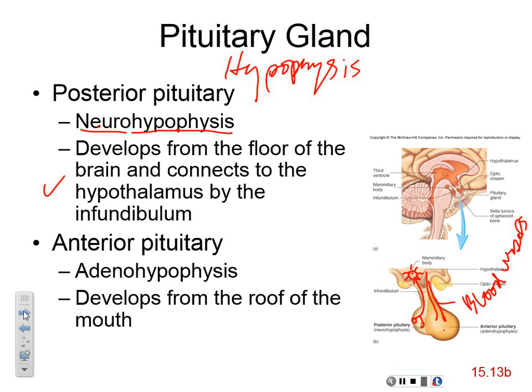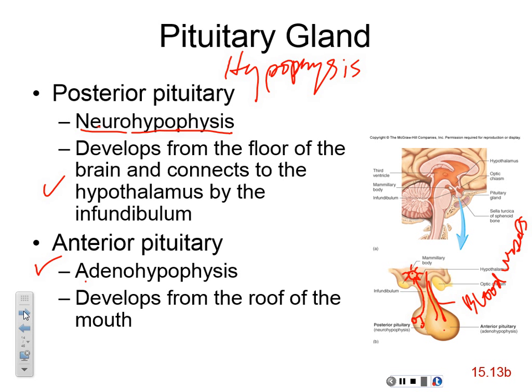So blood vessels will carry that. It's going to be called a portal system. A portal is like a carrier of blood vessels, and we will talk about that in a little bit. And here is the tract for the neurohypophysis. So we'll talk about those two things: the portal system of blood vessels and the tracts on the posterior part. And it's called the adenohypophysis because it's controlled by hormones that are released by the hypothalamus.